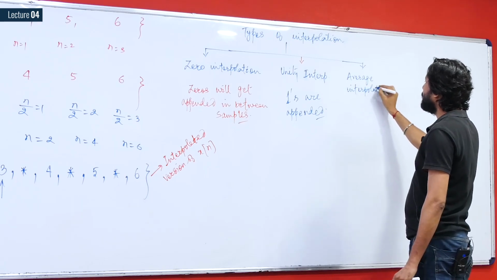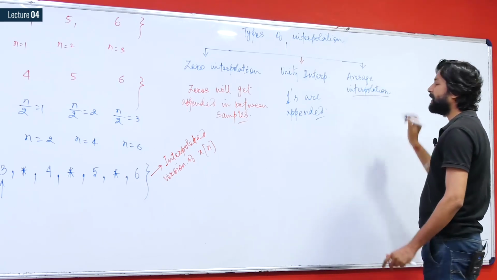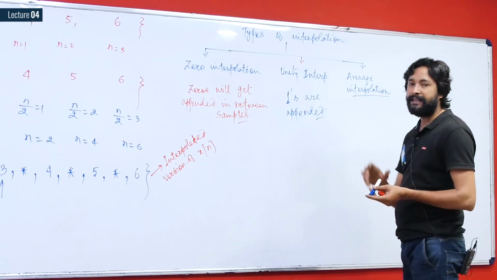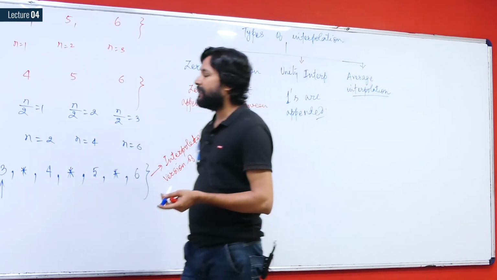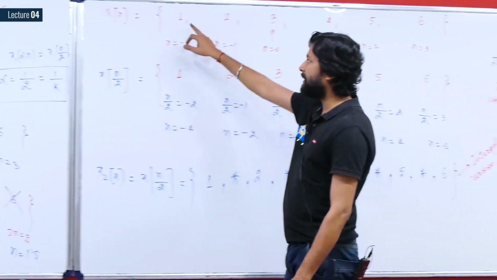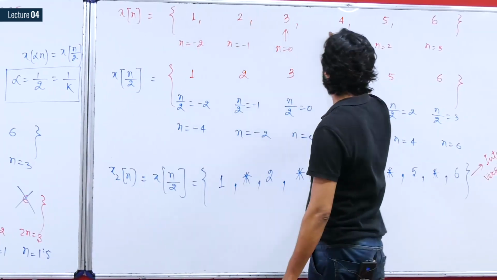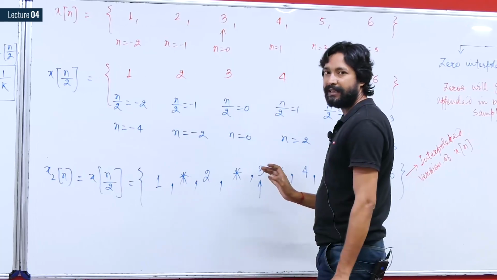So, in between samples, now what will you be appending? You will be appending the average value of the signal. And what is the average value? In this case, how many samples do you have in x of n? 1, 2, 3, 4, 5 and 6 sample values are there.